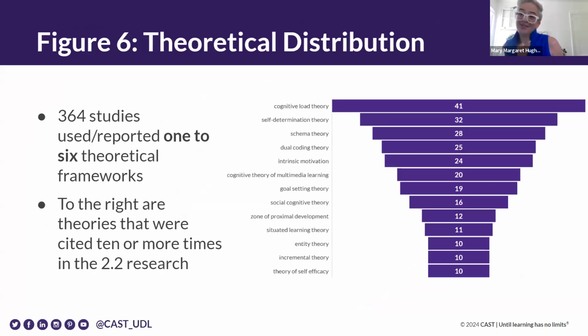Okay, this one I really like, and I'm going to drop a little teaser for the UDL Con session. One of the metrics that can really indicate how a researcher is framing their study is their theoretical foundation. Out of the 1,200 or so coded studies, 364 employed theories to explain the research questions, the methods, and/or the findings. In those 364, 139 different theories were used. Not all 139 can be illustrated on one graph, so this funnel graph represents the 13 theories that were cited 10 or more times in the 2.2 research.